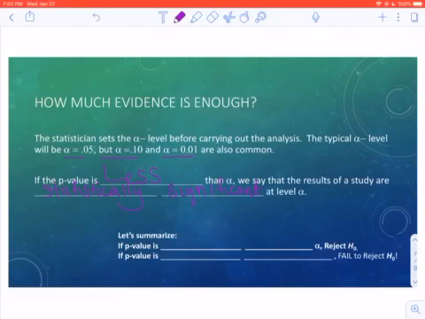At level alpha. So to kind of summarize, if your p-value is less than alpha, that is good, strong evidence, and we reject H-naught. If your p-value is greater than or even equal to alpha, we fail to reject H-naught. So the bigger the p-value, the less evidence against H-naught. The less the p-value, the more evidence against H-naught.